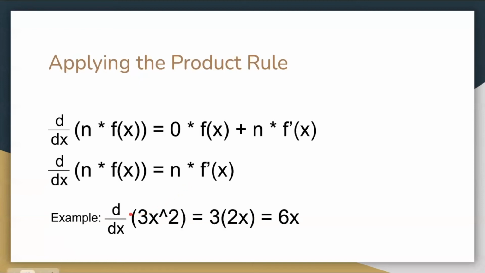So for example, the derivative of 3x squared, you know that the derivative of x squared is 2x. So you can just multiply that by 3, and you get that the derivative is 6x.